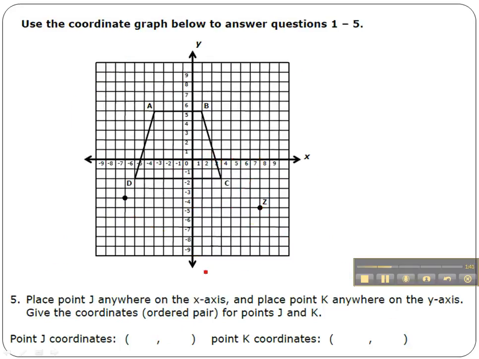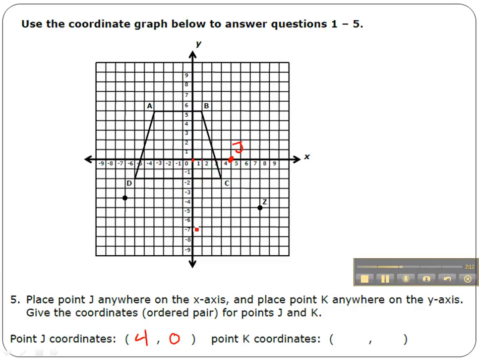Problem 5 asks us to place point J anywhere on the x-axis and place point K anywhere on the y-axis. Give the coordinates, the ordered pair, for points J and K. Let's put J right here. Label it. Okay, starting at the origin, I need to go right 1, 2, 3, 4 spaces. So that's the positive direction, so that's positive 4. And then I don't go up or down at all, so the y-coordinate is 0. Your y-coordinate will always be 0 for any point on the x-axis.